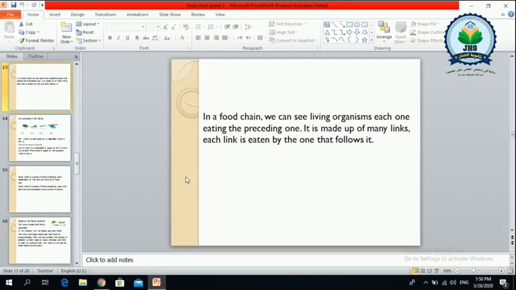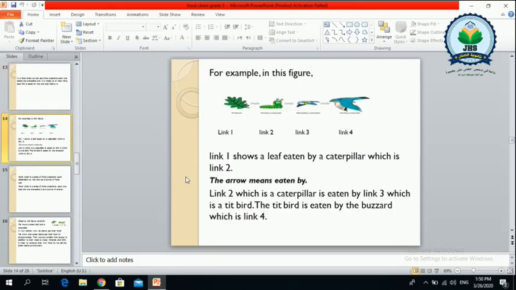So in a food chain, we can see living organisms, each one eating the preceding one. It is made up of many links. Each link is eaten by the one that follows it. For example, in this figure, link 1 shows a leaf eaten by a caterpillar, which is link 2. The arrow means eaten by. Link 2, which is the caterpillar, is eaten by link 3, which is a tit bird. The tit bird is eaten by the buzzard, which is link 4.